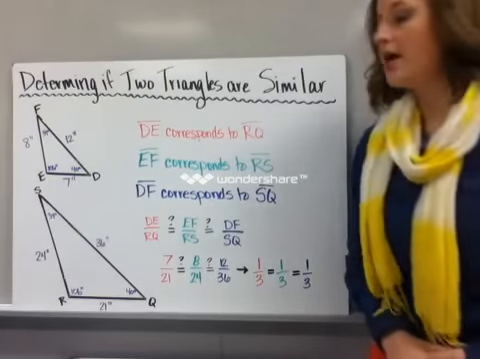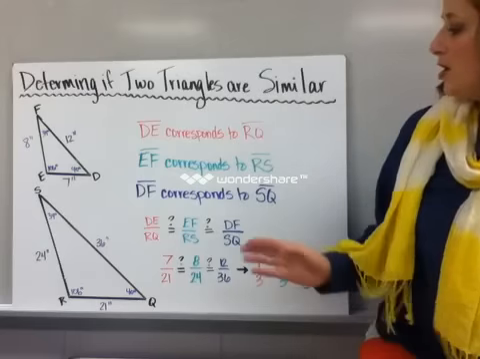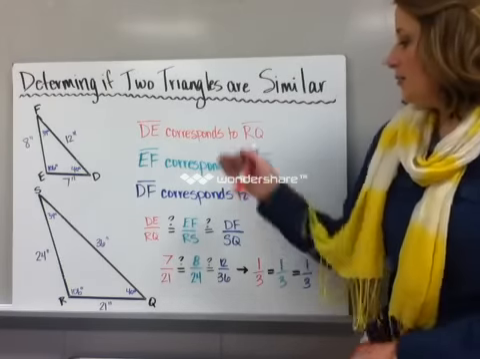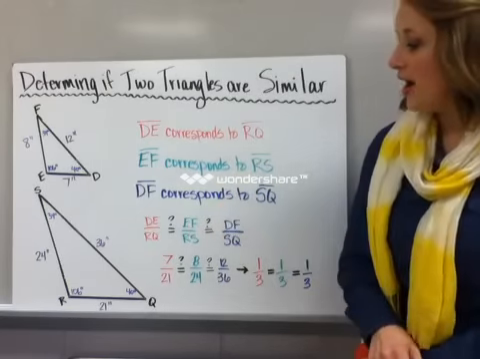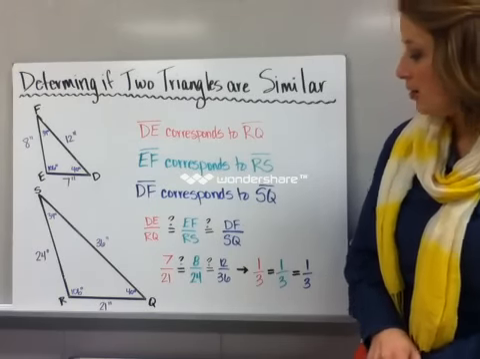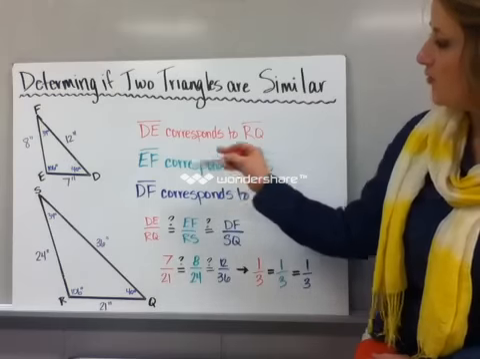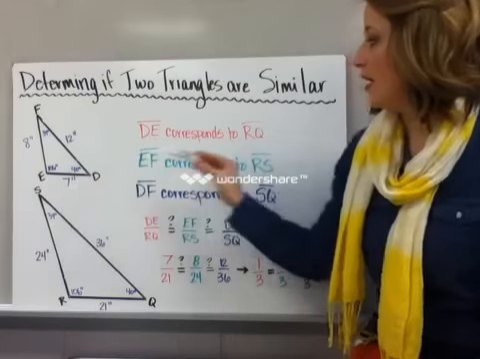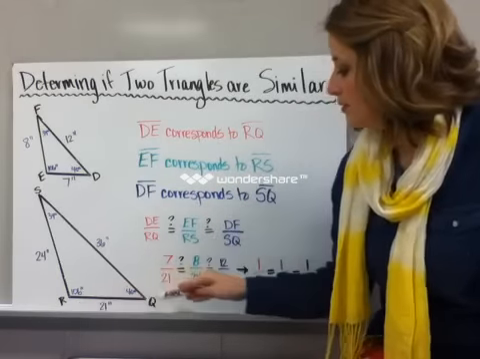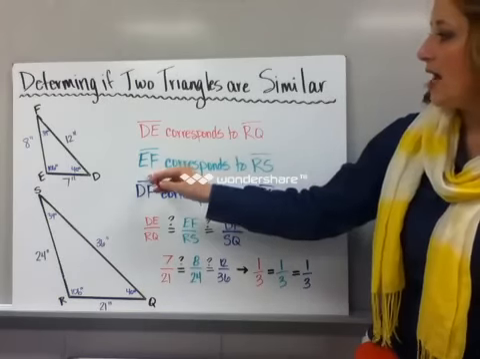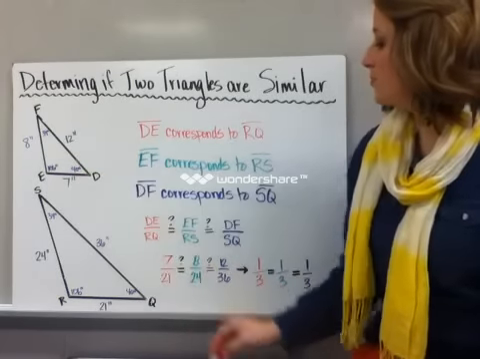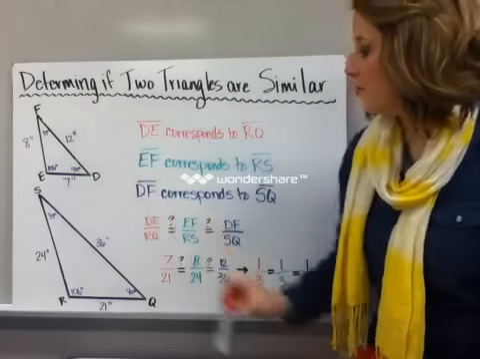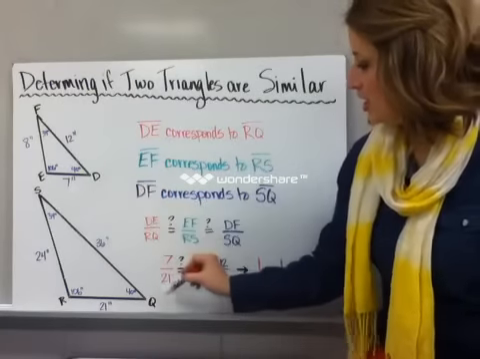Determining if two triangles are similar. What you do is make sure that their sides are proportional, and also look at their angles to make sure they are equal. So first let's look at our corresponding sides. Segment DE, that's the bottom here, corresponds to RQ. EF, the left, corresponds to RS, and DF corresponds to SQ.